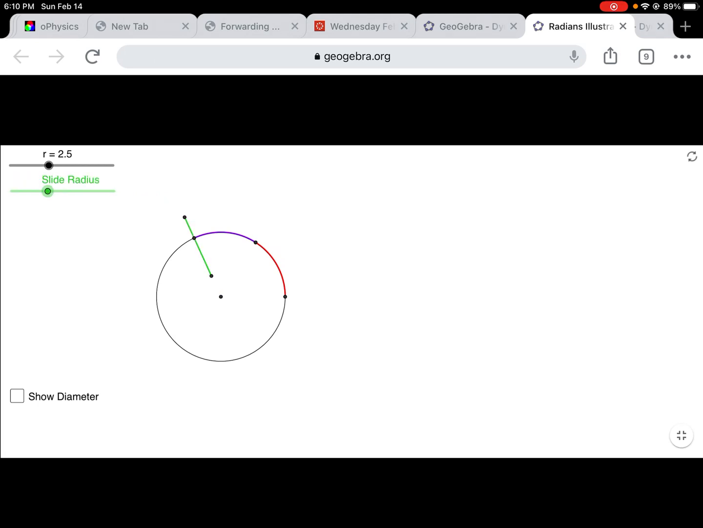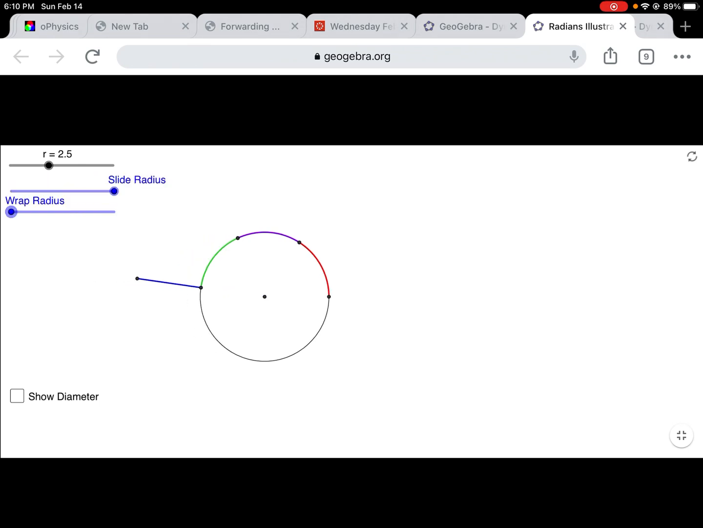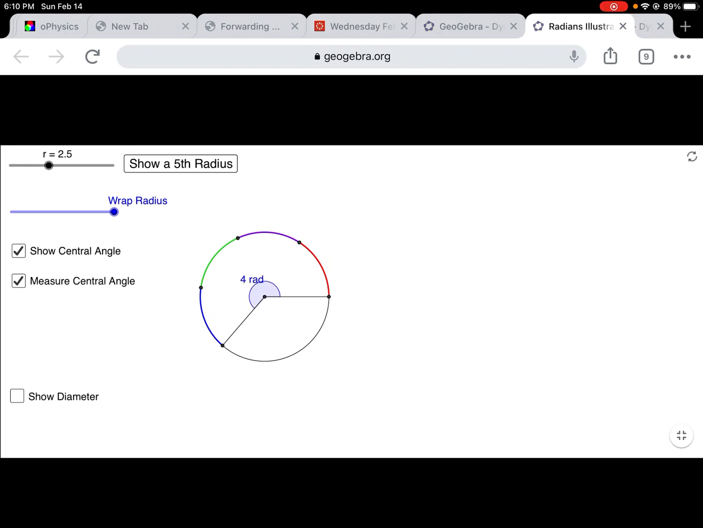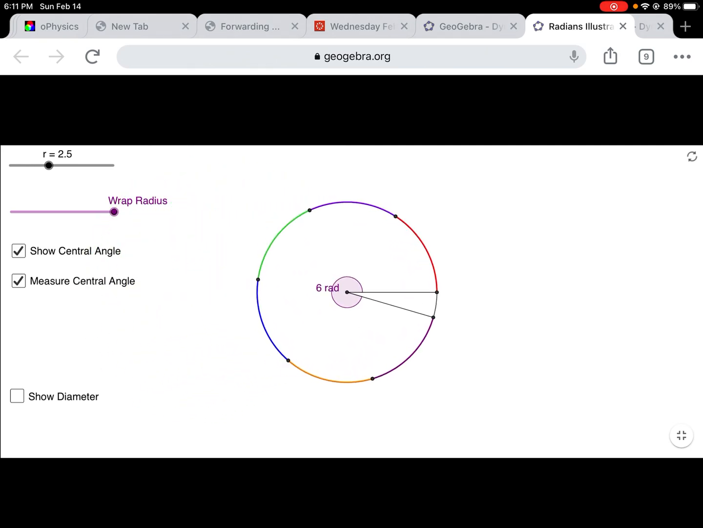I'll do it again. Slide it and wrap it. That's 3 radians. Okay, we're getting the hang of it now. And what you should expect here is that I'm getting 2 pi or 6.28 radii fitting around this. So that's 6 radians, and that little bit that is left is 0.28.